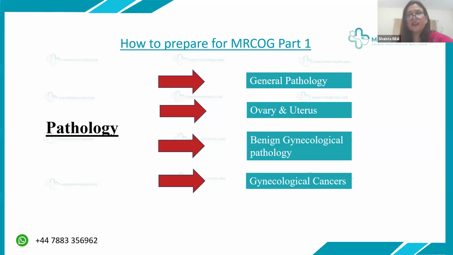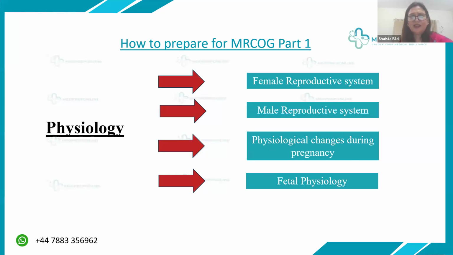Same with pathology, the cancers are very important. The staging of the cancers and the treatment, basic things you study in MBBS, and some postgraduate level, like how the cancers metastasize, for example through lymphatics. Basic things you should know. And other pathology like molar disease, basic things you should know about. And the general pathology.